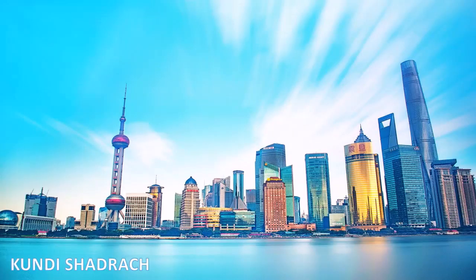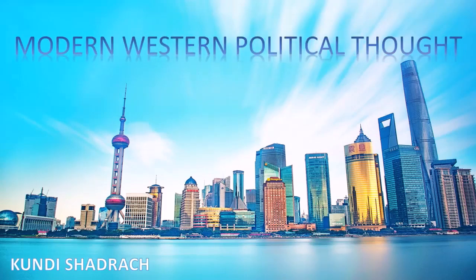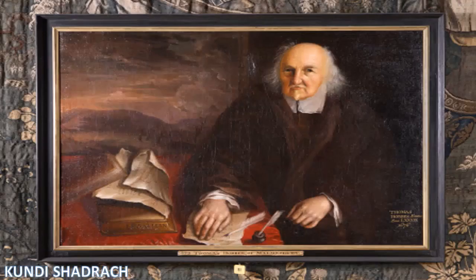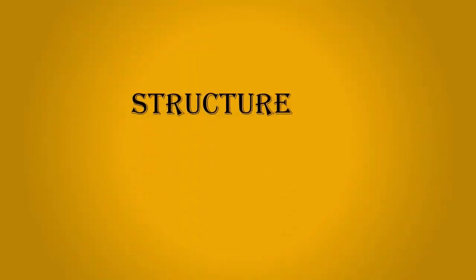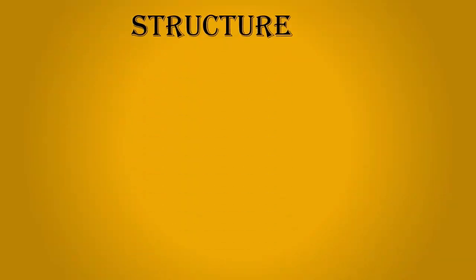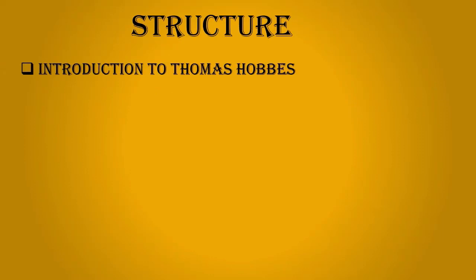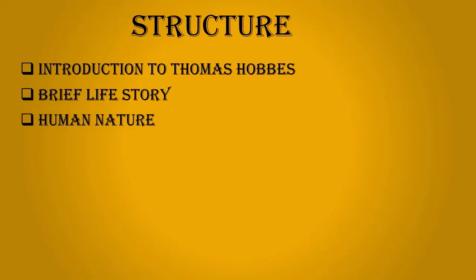So today, in modern Western political thought, we'll be looking at our first constructionist, that is Thomas Hobbes, and this will be the structure of this tutorial. One, we'll look at the introduction to Thomas Hobbes, a brief story of Thomas Hobbes, what influenced Thomas Hobbes's political philosophy, and how Thomas Hobbes paints human nature. So we'll look at human nature.